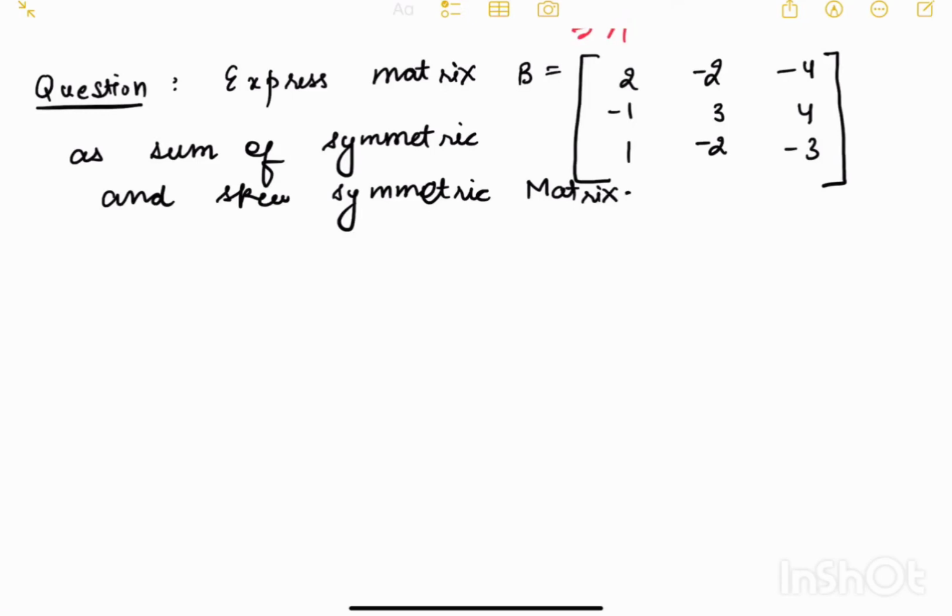Hello everyone. This is a continuation of the previous lecture, where now I will be discussing a question based on the fact that a matrix can be expressed as the sum of a symmetric matrix and a skew symmetric matrix. This is the last expression which we did in the previous lecture. So now what we have to do is express the matrix which is given over here as a sum of symmetric and skew symmetric.